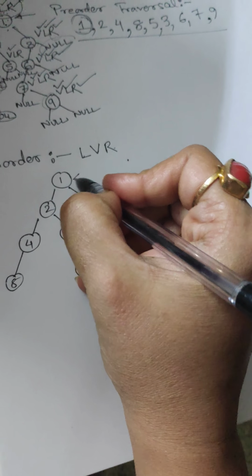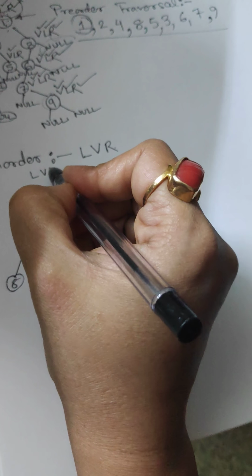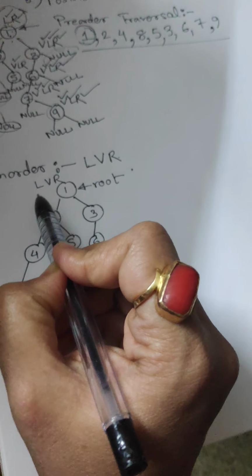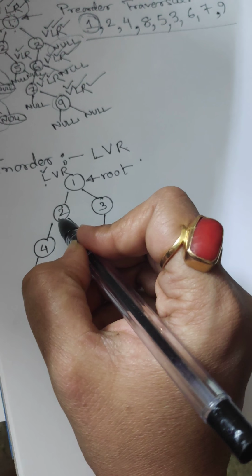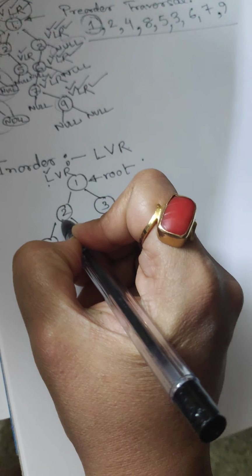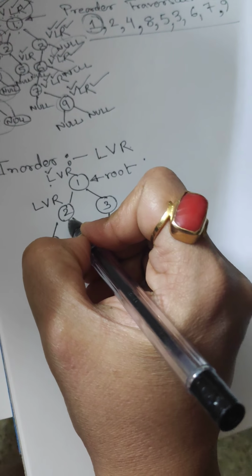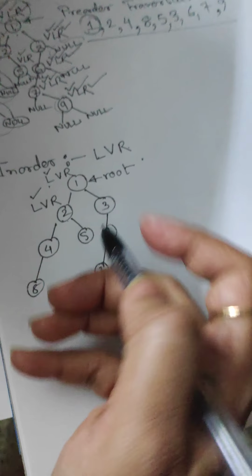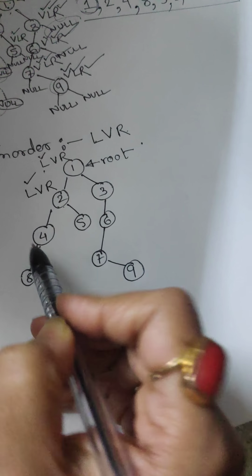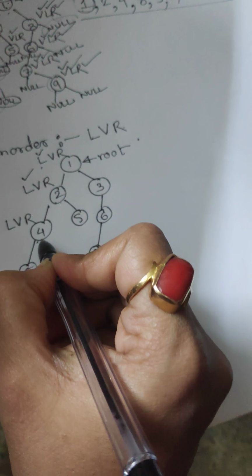So again, in this traversal, you start with the root of the tree. L, V, R. Now, L, that is left child. So as soon as you come to a node, you will come to the left child of the node. That is 2. Again, you apply L, V, R on 2. L means left child of 2. That is 4. Again, when you come to 4, again you apply LVR on 4.